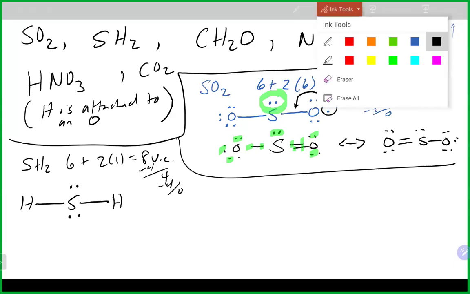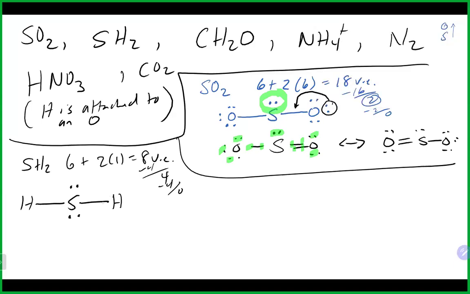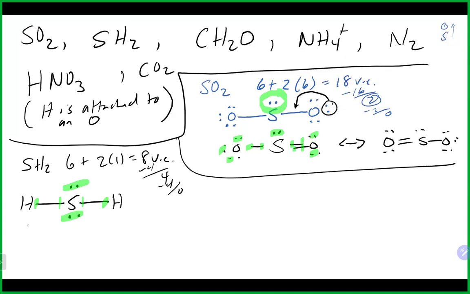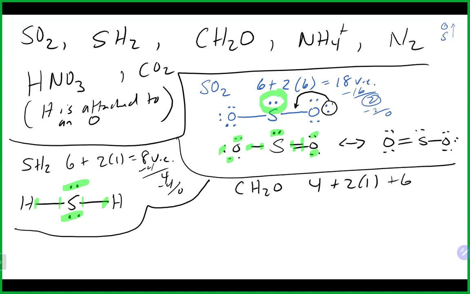Remember, again, hydrogen only needs 2. So it's got 2 on each side. Sulfur's got 2, 4, 6, and 8. So it is good as well. Any questions on that one there? Next up is CH2O. So again, figuring out our valence electrons here. We got 4 for the carbon, 2 times 1 for the hydrogen, and our oxygen there is 6. So that is 12 electrons here.